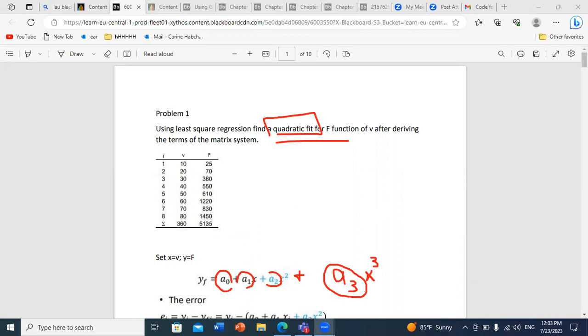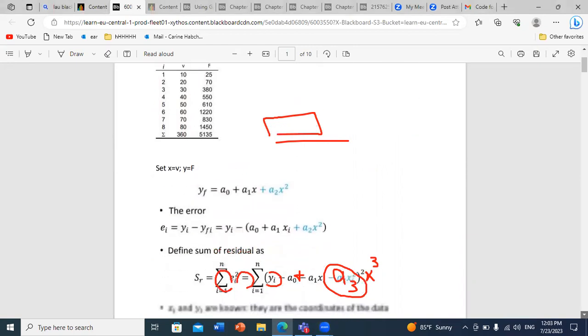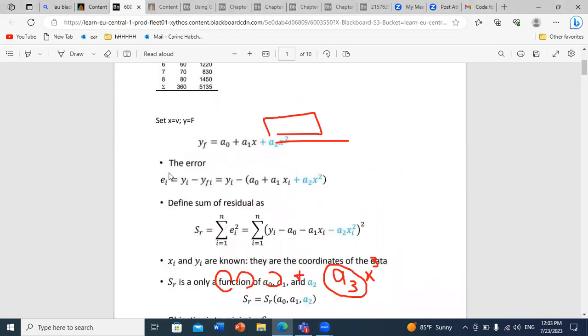So all we have to do then is to define the error first. And as usual, the error is y minus y fit. Since we have data points, at each point we have a certain error. So we can compute ei as yi minus y fit i. And then, based on the least square regression, we define the summation of error squared. And then we have to develop this term and then derive with respect to a0, a1, and a2.